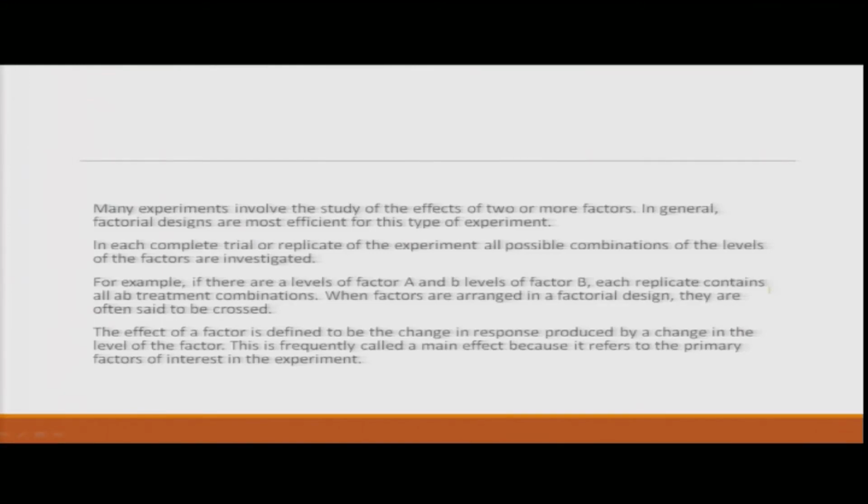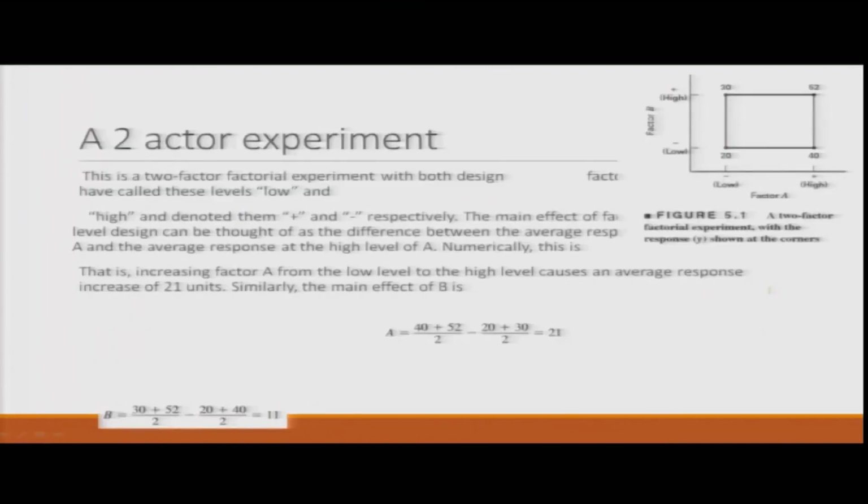When factors are arranged in a factorial design, they are often said to be crossed. The effect of a factor is defined to be the change in the response produced by a change in the level of the factor. This is frequently called the main effect because it refers to the primary factors of interest to the experimenter in the experiment, what he or she is trying to do. So, this is a two-factor model and the general implication and background.